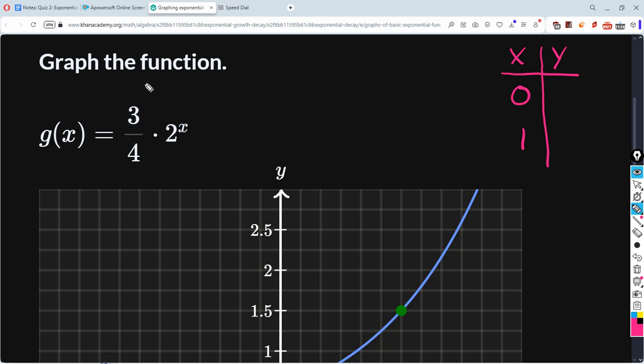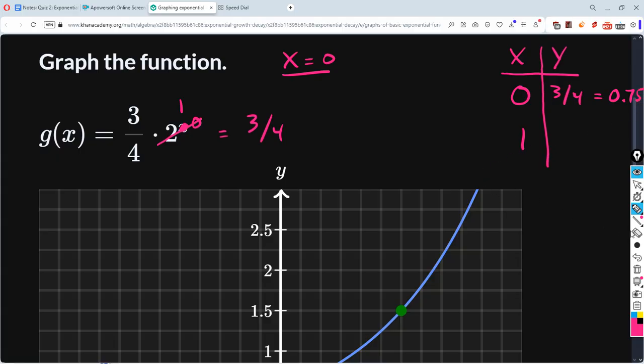All right, once again, graph the function. Here's the function here, and we're going to plug in 0 and 1 in place of x. Okay, so let's do x equals 0 first. And right in place of the x here, we're going to plug in a 0. Okay, and just like last time, 2 to the 0 is just 1. Okay, this is going to be 3/4 times 1, which is just 3/4. So at x equals 0, y is 3/4. If you want a decimal, that's the same as 0.75.